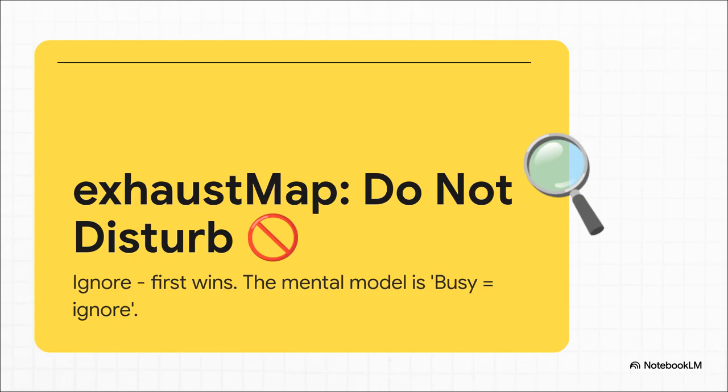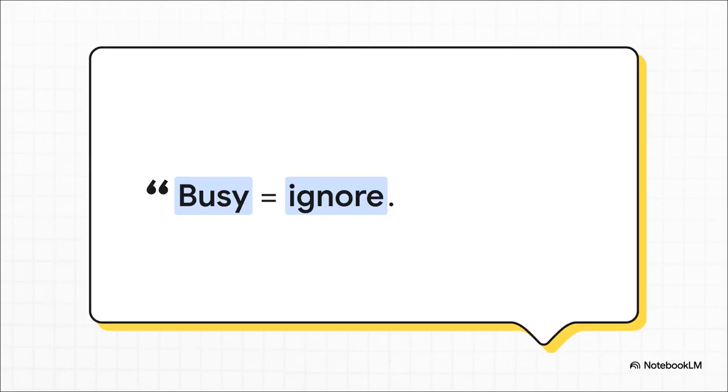And finally, we have exhaust map. This lines up with our ignore behavior. Just imagine you've hung a do not disturb sign on your hotel room door. While you're busy, you're not answering any knocks. You're just going to ignore them until you're done. And that's the whole idea for exhaust map. The mantra is busy means ignore. If a task is already running, any new tasks that show up are just thrown away. They don't even get in line.